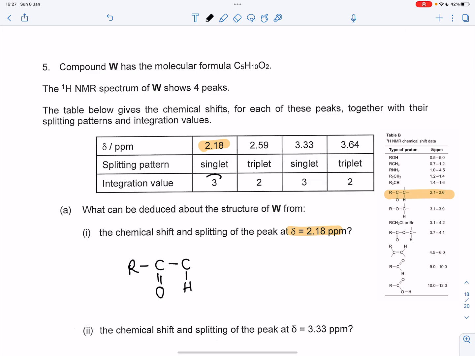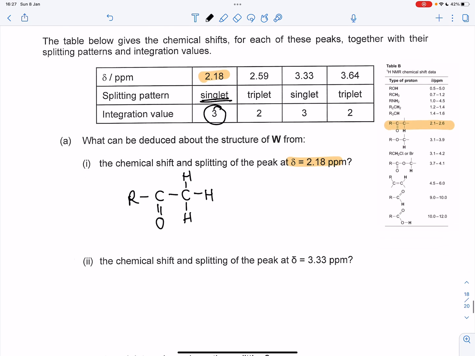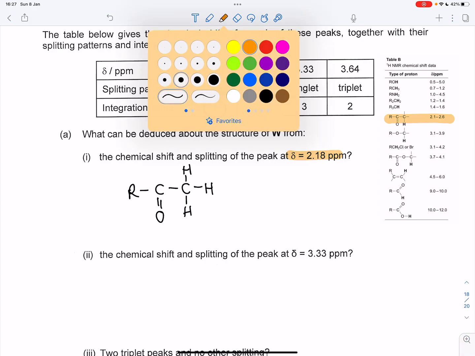Then we're going to look at the integration value and say that there's 3 H's of this type. Then we're going to look at the splitting and see that it's a singlet, so there's no H's on the next door neighbour. So that's our first jigsaw piece. Then we're going to move on to our next one.